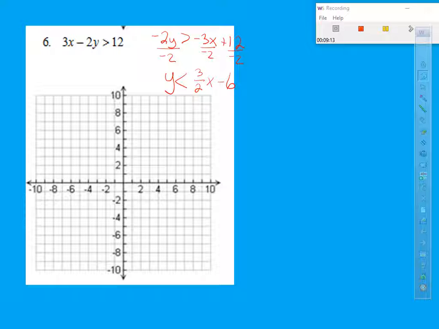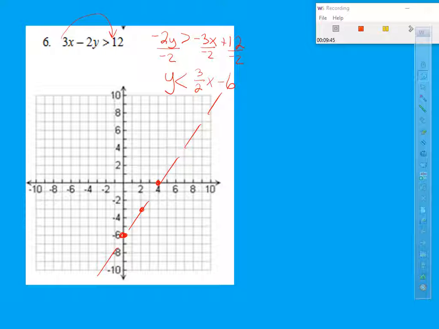So guys, little errors that we've made throughout the year. When we move something over the equal sign, make sure that you change the sign. Same rule. When we move it over the inequality sign, change the sign. I'm going to start down here at negative 6. I'm going to go up 3 and over 2. Up 3 and over 2. Decide if it's solid or dotted. And in this case, it's going to be dotted.